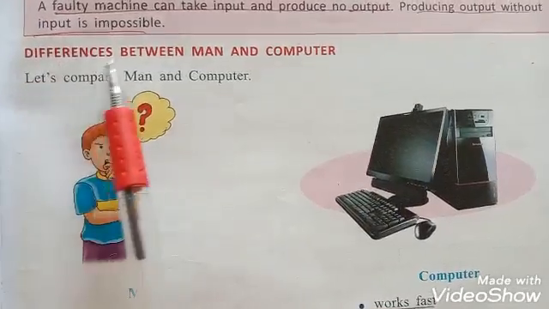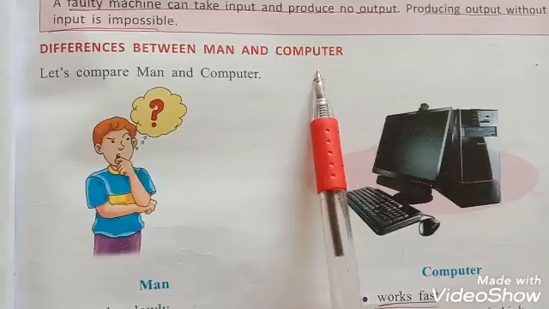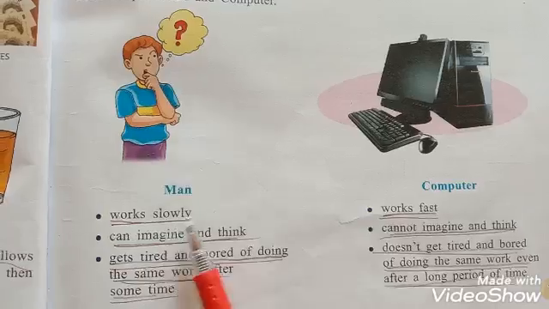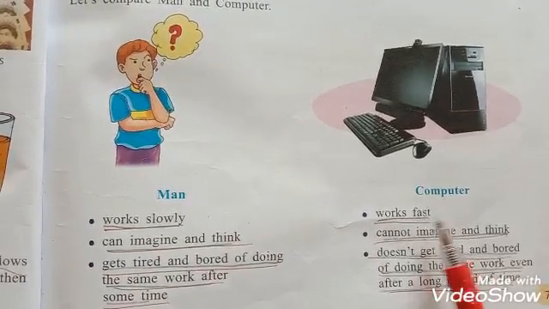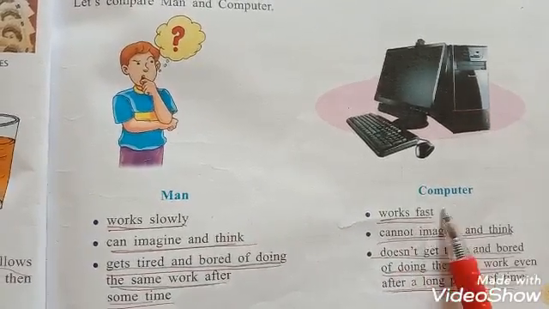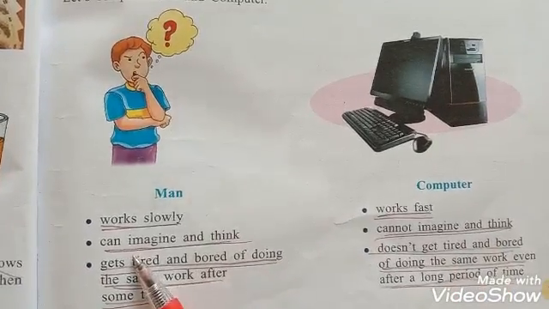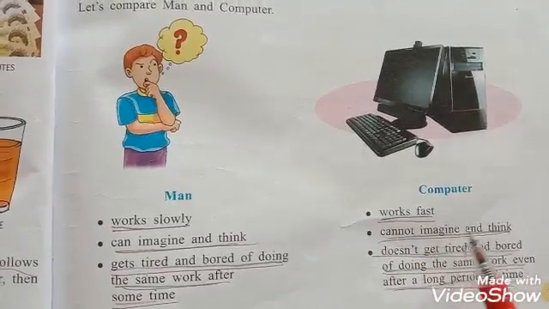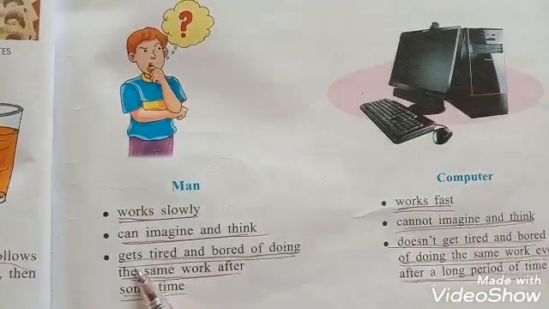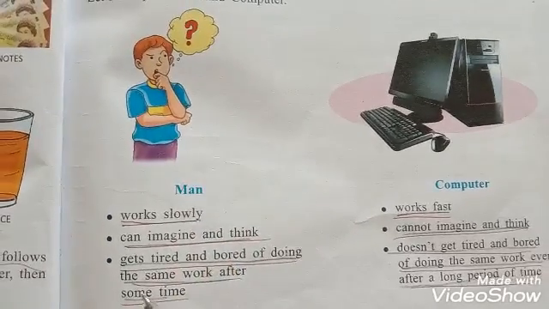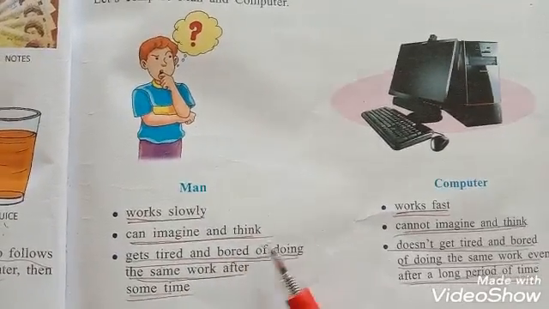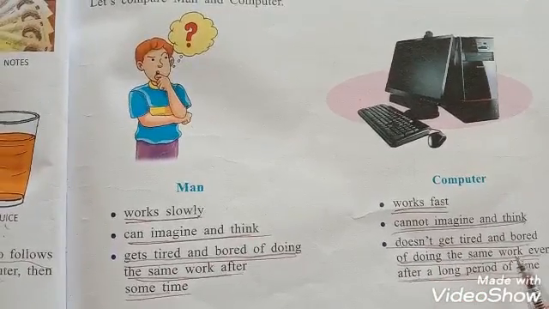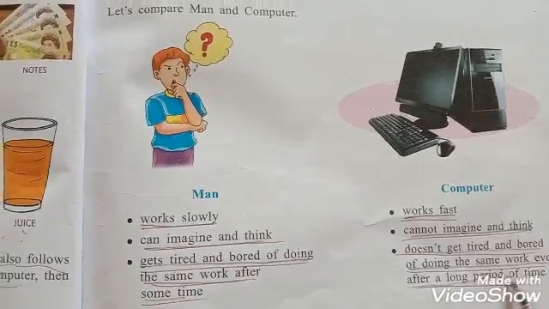Now we are going to discuss the difference between man and computer. A man works slowly and a computer can work fast as compared to a man. A man can imagine and think, a computer can't imagine and think. A man gets tired and bored of doing the same work after some time, and a computer does not get tired and bored even after a long period of time.